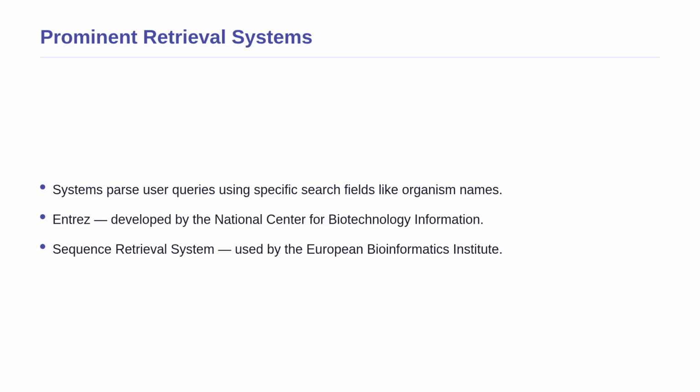Now that we know what these systems are, let us look at the major platforms you will actually use. These systems work by parsing your queries using specific search fields, such as accession numbers, organism names, or gene symbols. Two of the most prominent examples in bioinformatics are Entrez, which was developed by the National Center for Biotechnology Information, and the Sequence Retrieval System, traditionally used by the European Bioinformatics Institute. These platforms are the industry-standard tools that researchers around the world rely on every single day.